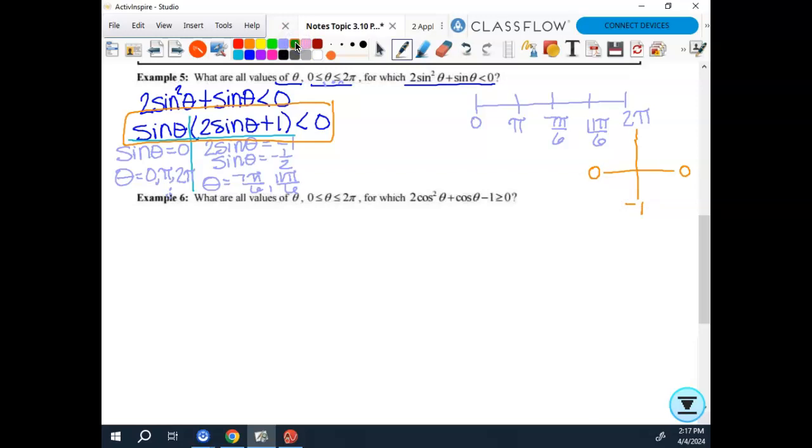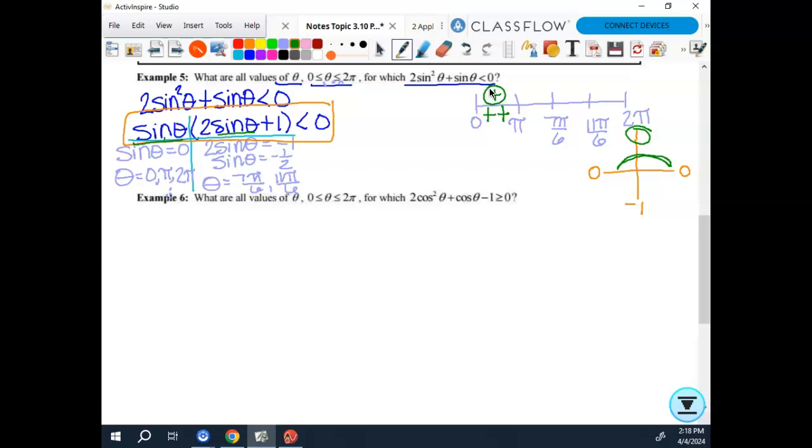If I want to pick something between 0 and pi, I could pick something like 1. It's right there between 0 and pi. I don't even have to pick the angle. I could pick pi halves, and the sine of pi halves makes it positive, but I know that the sine value is 1. So the sine value is 1, and 1 times 2 is 2, plus 1, that makes it positive overall.